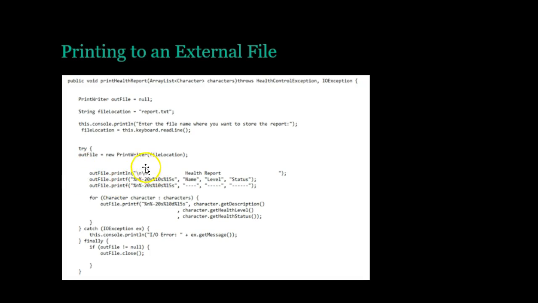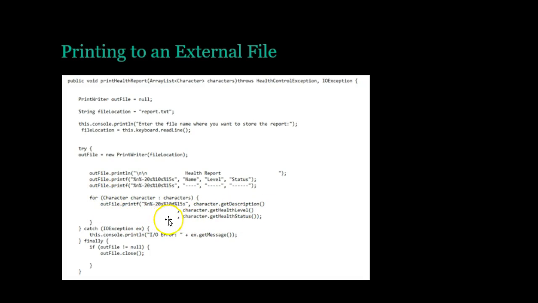The \n creates a new line, and then these symbols here are denoting the spacing between the words, and then these are the values that'll be in the spaces. So the headings and the lines underneath.